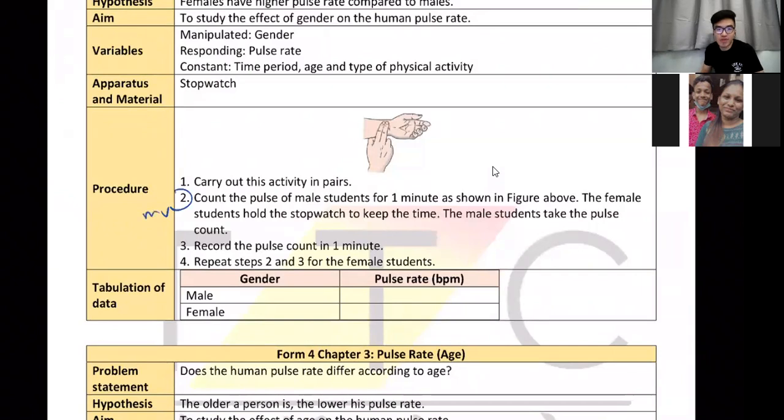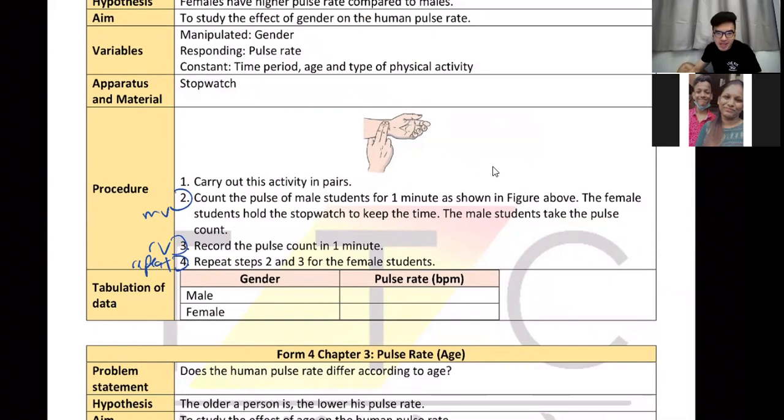Okay, count the pulse rate in 1 minute. And then how about number three, the RV? There, record the pulse rate count in 1 minute. That's the RV. And then number four, okay, you see the repeat. So it's not so different from mine, you see. It's a bit similar as well.